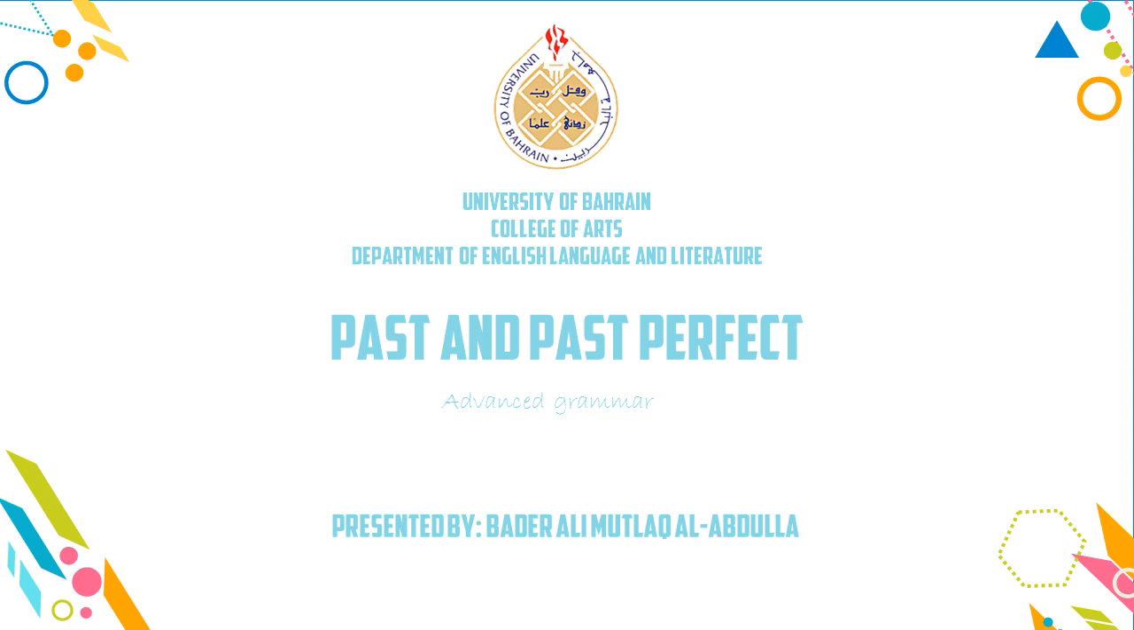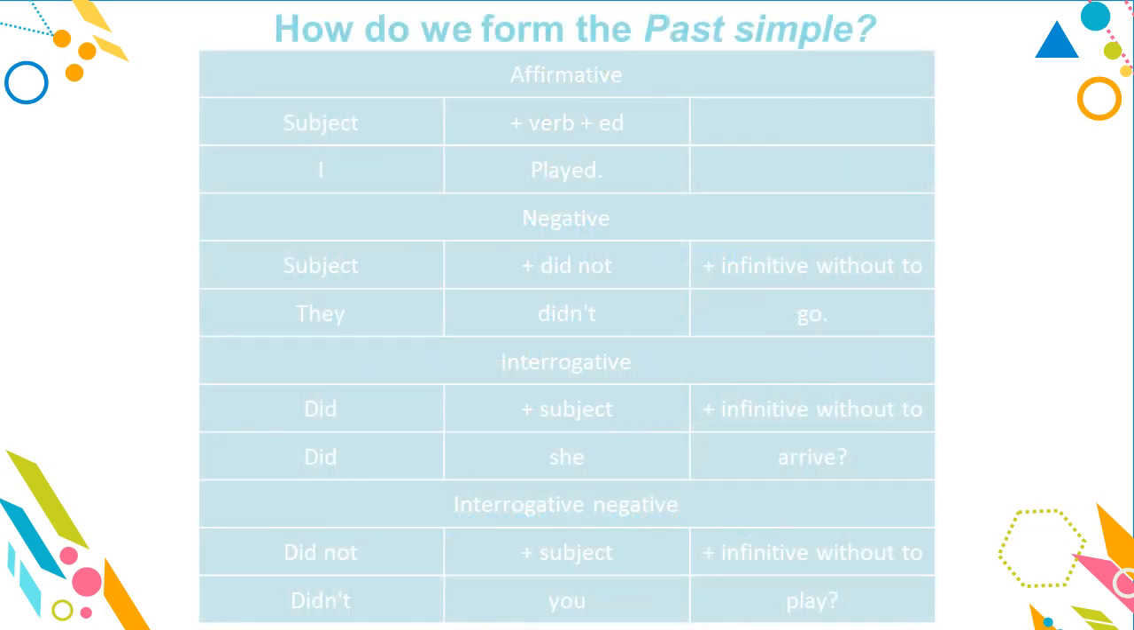Today I'll be talking about the past tense and the past perfect. To start with forming the past simple, in terms of the affirmative form, we use subject plus verb plus ed, and we say, I played. And in terms of the negative, we use subject plus did not plus infinitive without to. So, for example, we say, they didn't go.